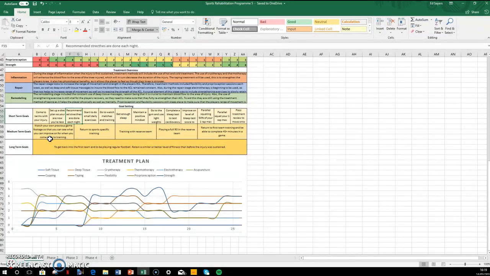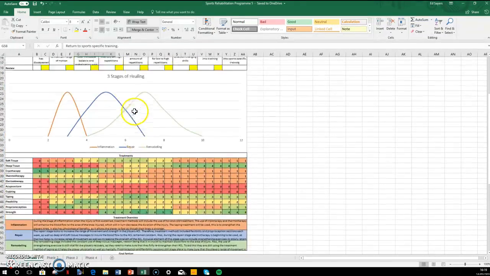So some medium goals for you here. Watching your own previous game footage so you can see what you can improve on when you come back to training. By doing this, obviously you're staying closely related to the sport, so you don't fall out of touch with it. And maybe watching the game footage as well makes you determined to really get back out there because you're missing what you enjoy doing. Returning to sport-specific training is another medium goal as well. And then possibly training with the reserve team, moving on through the injury.